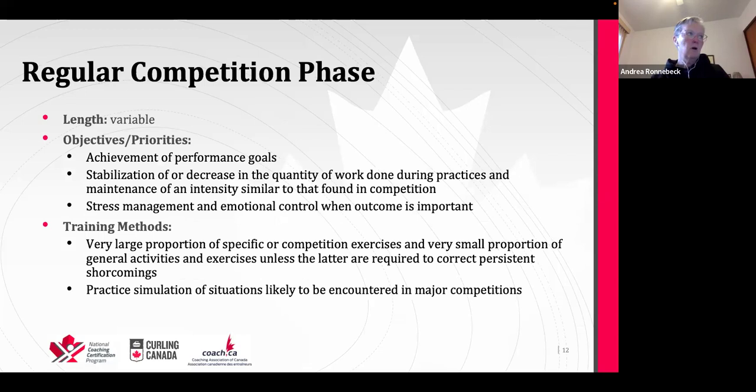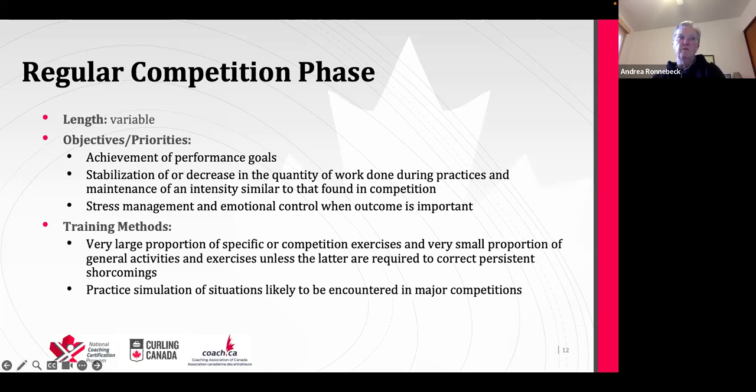The regular competition phase, so your objectives are to achieve your performance goals, stabilization of or decrease in the quantity of work done during practices, and stress management and emotional control when the outcome is important. The training methods would include a very large proportion of specific or competition exercises and a small proportion of general activities, unless the latter is required to correct persistent shortcomings. Practice simulation of situations likely to be encountered in major competitions.